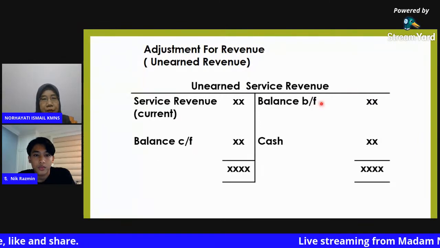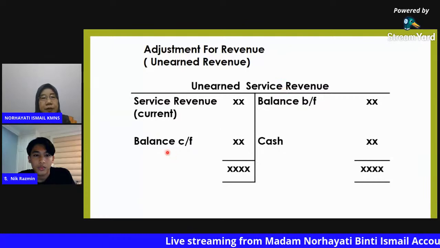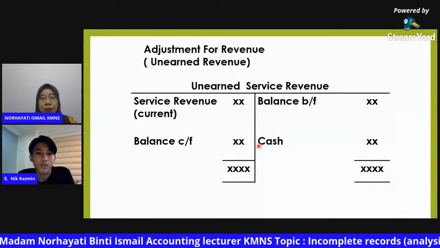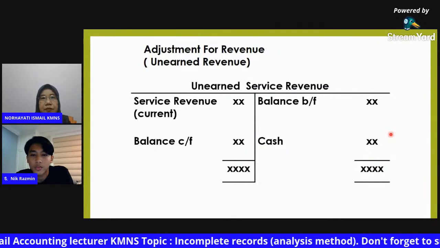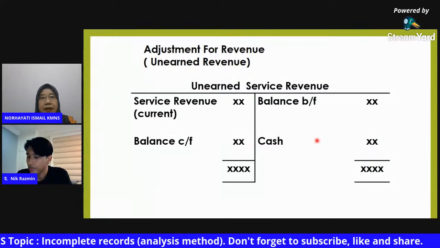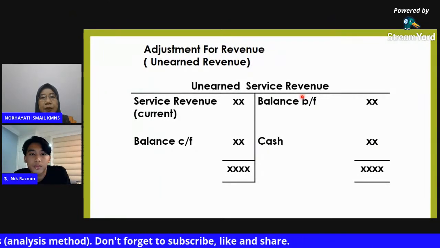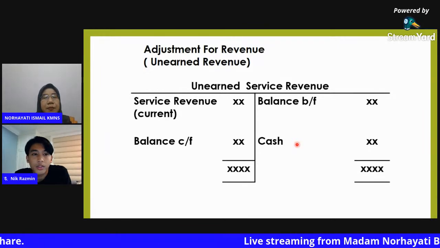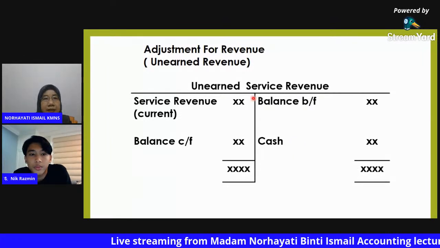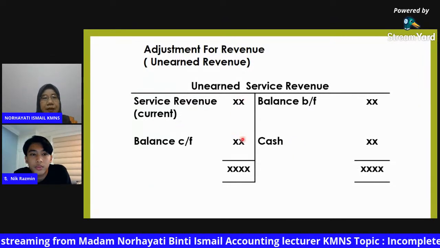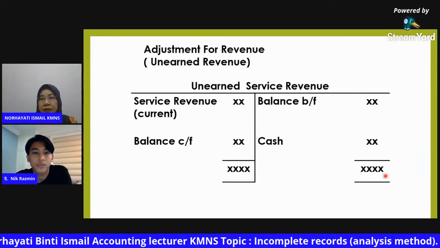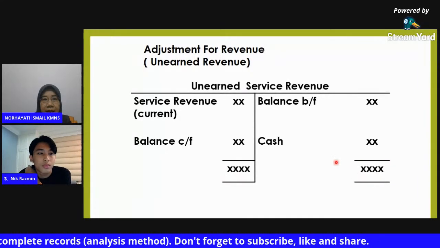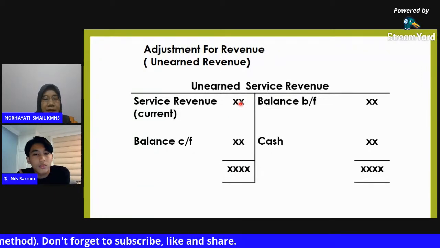Balance brought forward and carry forward are always contra. So balance carry forward, debit side. This one we get the information from cash flow. So debit cash, credit unearned service revenue. We have received cash from customer, but we have not performed the service yet. So this is the missing figure. You must balance debit and the credit side. And we find out the credit side is bigger than debit side. So this is the missing figure, service revenue.